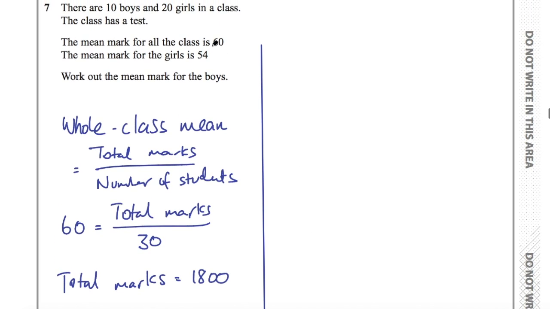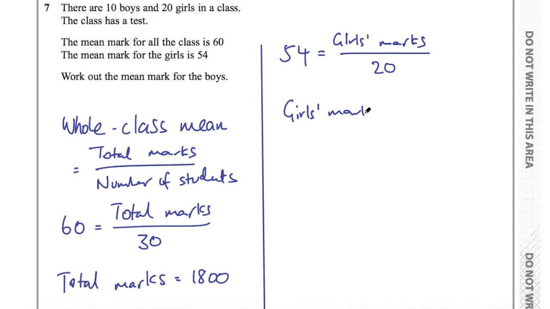We can also work out the number of marks for the girls. So using this formula again, 54 must equal the total marks for the girls, divided by the number of girls, which is 20. So the girls' marks must be 20 times 54, which is 1080.